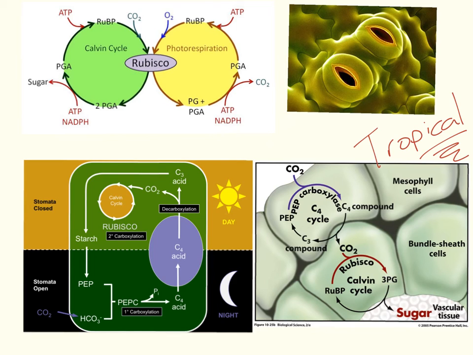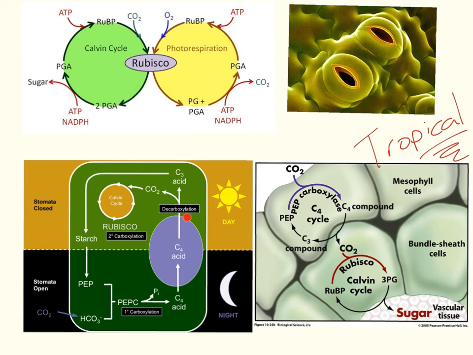so they open these stomata at night. So the stomata are open at night, that lets CO2 in, oxygen out. PEP carboxylase captures that carbon dioxide and turns it into a C4 compound, right? Then the sun comes up, the stomata close. So now there's not a lot of oxygen in here because the stomata are closed. It's hot, so they can't lose their water either.